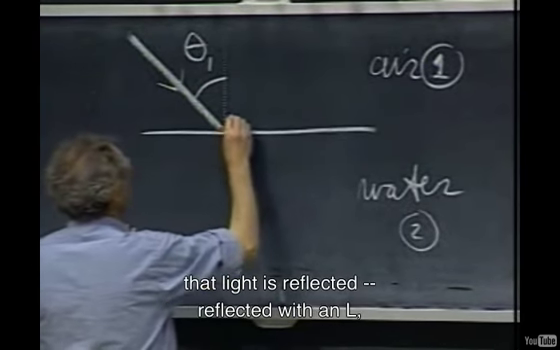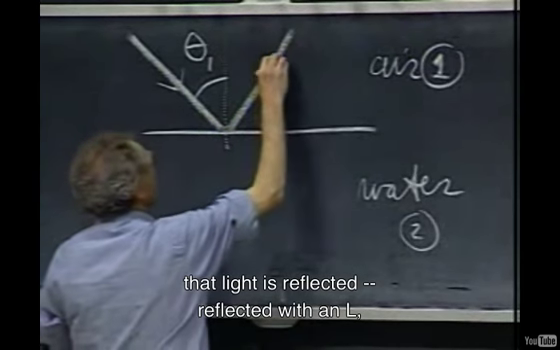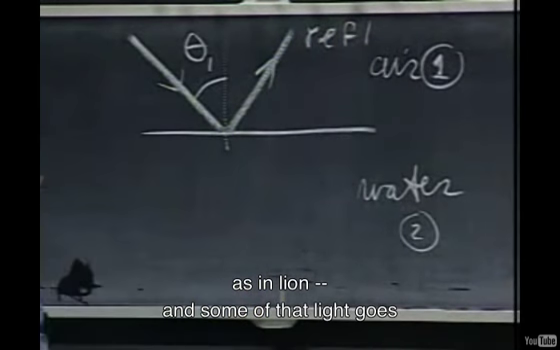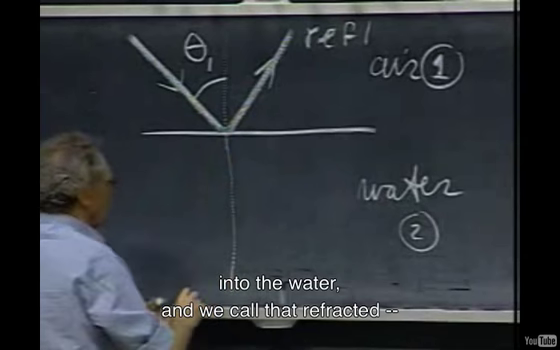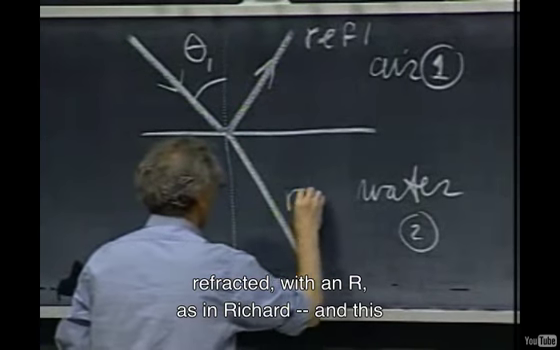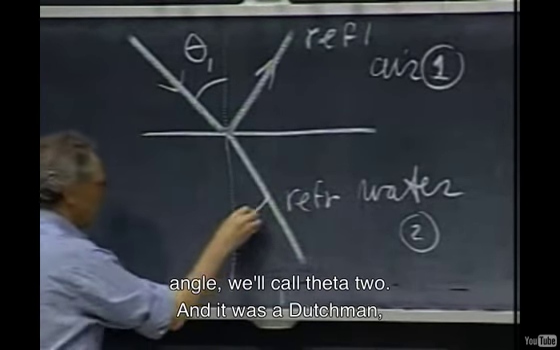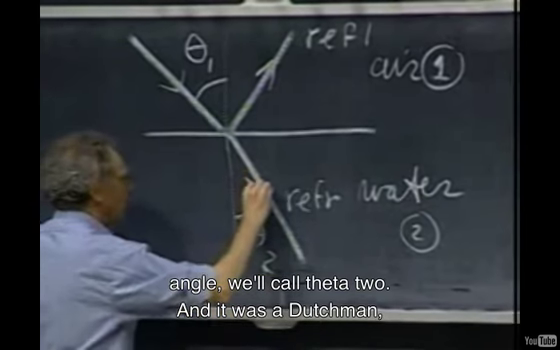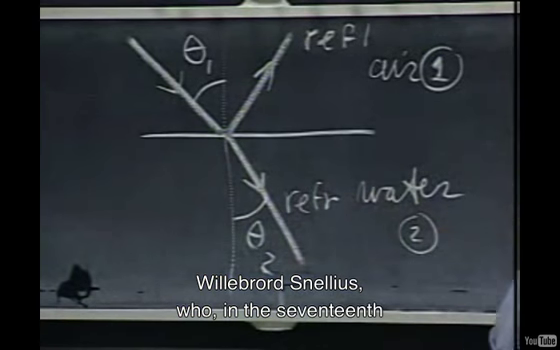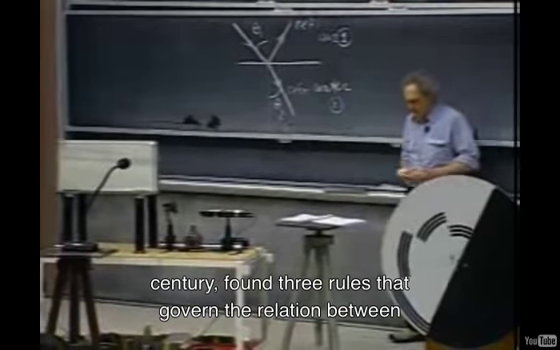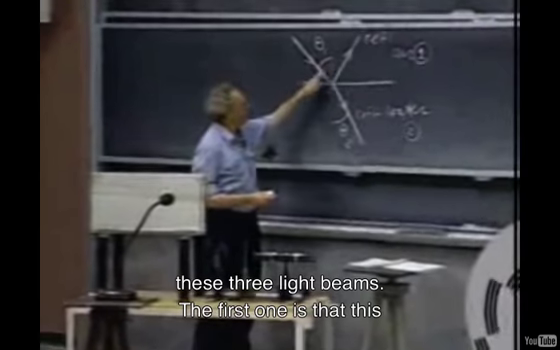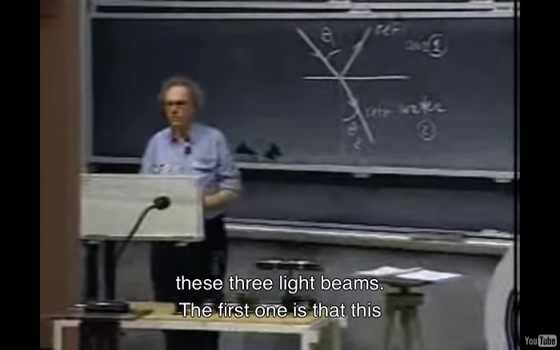I will see now that some of that light is reflected, with an L as in lion, and some of that light goes into the water, and we call that refracted, with an R as in Richard, and this angle we'll call theta 2. And it was a Dutchman, Willebord Snellius, who in the 17th century found 3 rules that govern the relation between these 3 light beams.